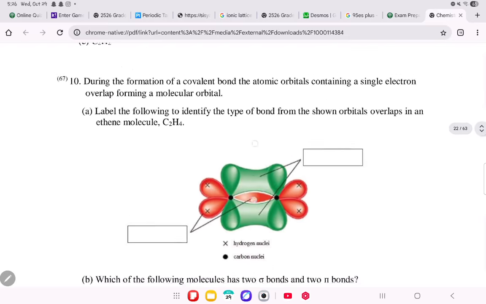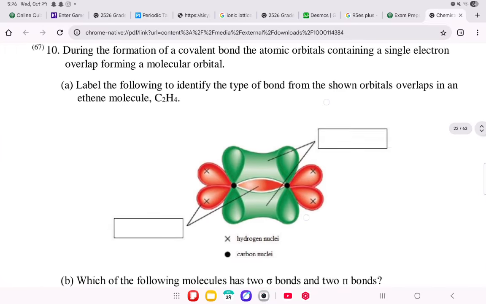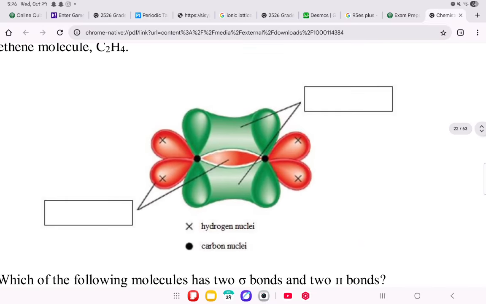Anyways, we'll move on to question number 10. What does it say? It says, during the formation of a covalent bond, the atomic orbitals containing a single electron overlap, forming a molecular orbital. What did we say these molecular orbitals are? They are sigma and pi bonds. They want us to label the following to identify the type of bond from the shown orbital overlaps in an ethene molecule. So basically, whenever you see 2 intersections, you will directly know this is pi.